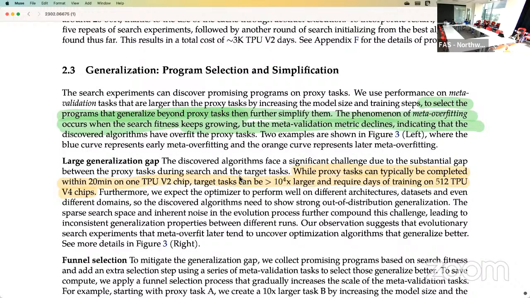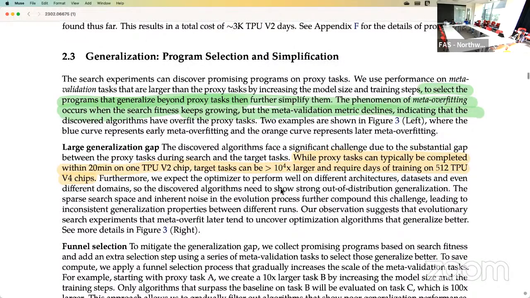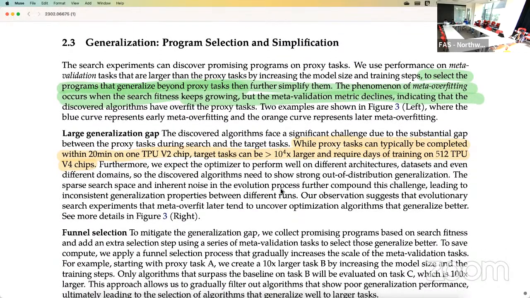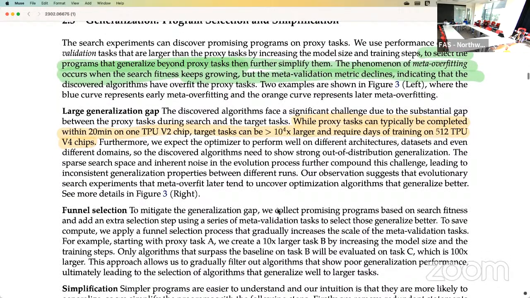they actually see this generalization gap from the proxy task to the target task. So to select out what generalizes, they run on much bigger tasks as well. I think that requires days of running. These target tasks are 10 to the power 4 times larger, as they mention here. I need to actually go through this section a bit on how exactly they mitigate this generalization gap.